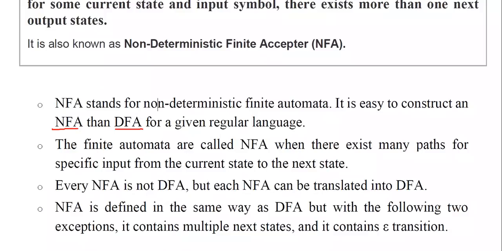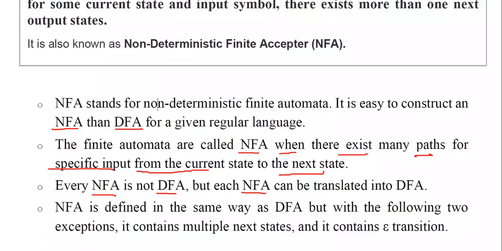The finite automata are called NFA when there exist many paths for the specific input from the current state to the next state. That is what is called non-determinism. There exist many paths from the current state on the current input symbol to the next state. Every NFA is not DFA, but each NFA can be converted into a particular equivalent DFA.